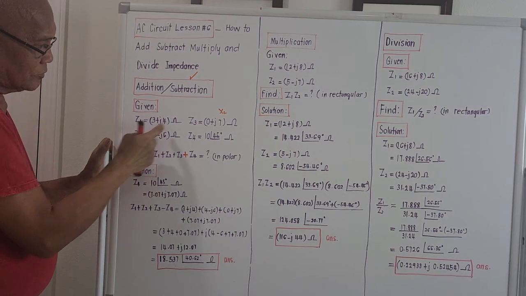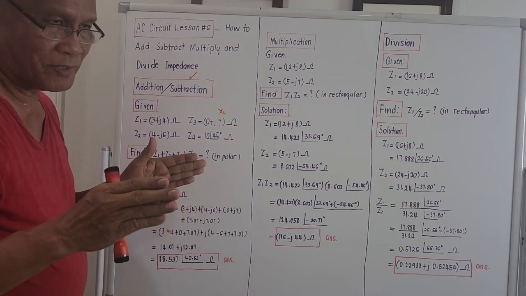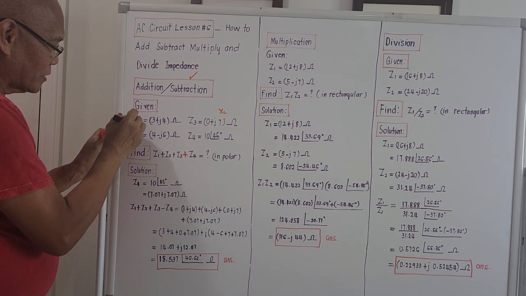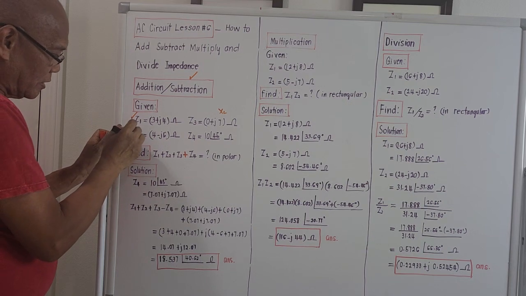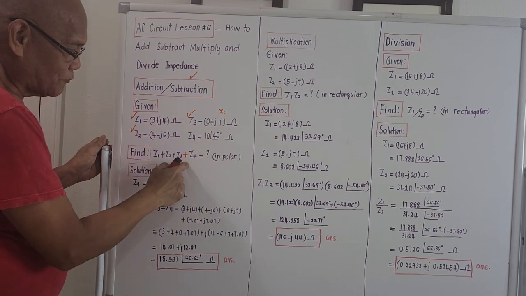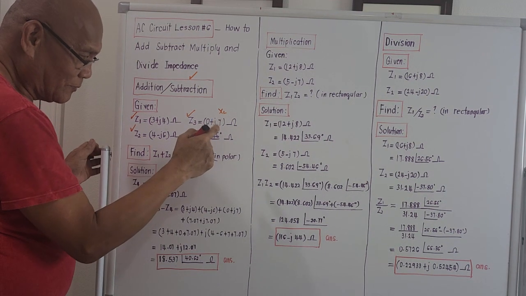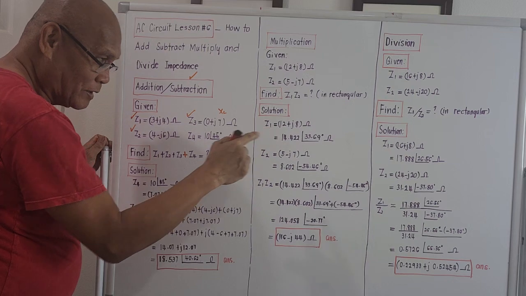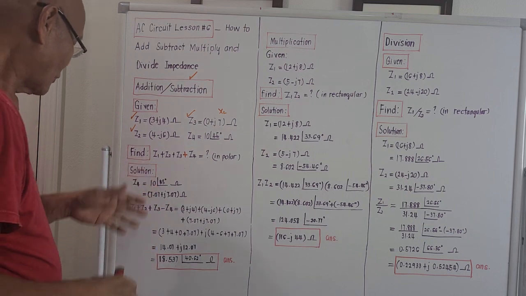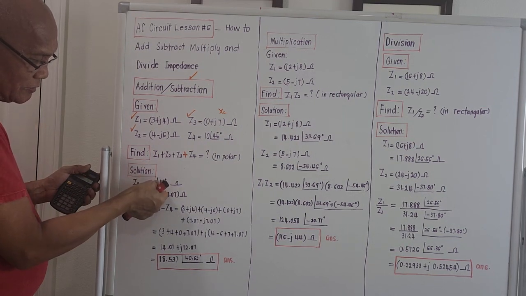To add Z1, Z2, Z3, and Z4, the requirement for addition and subtraction is that they must be expressed in rectangular form. Luckily, Z1 is already in rectangular form, also Z2, also Z3, but unluckily Z4 is expressed in polar form, and we must first convert this one to rectangular for it to be added to Z1, Z2, and Z3. So to bring out the equivalent of Z4, the magnitude is 10 ohms, the angle is 45 degrees.